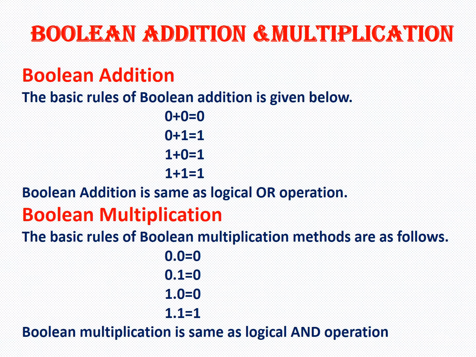Next is Boolean addition and multiplication. The basic rules of Boolean addition are: 0 + 0 = 0, 0 + 1 = 1, 1 + 0 = 1, and 1 + 1 = 1. Have you noticed any similarity with the logical operations that we have already explained? Yes, Boolean addition is the same as the logical OR operation. Coming to Boolean multiplication, the basic rules are 0.0 = 0, 0.1 = 0, 1.0 = 0, and 1.1 = 1. Boolean multiplication is the same as the logical AND operation. So that's about addition and multiplication.